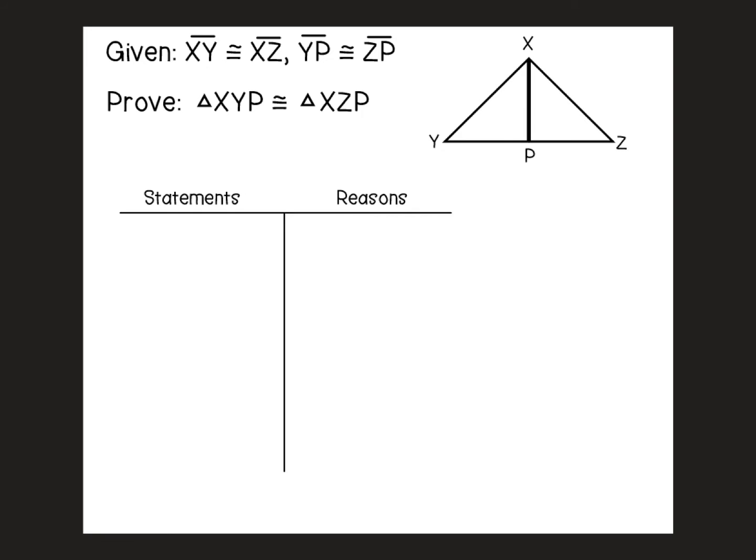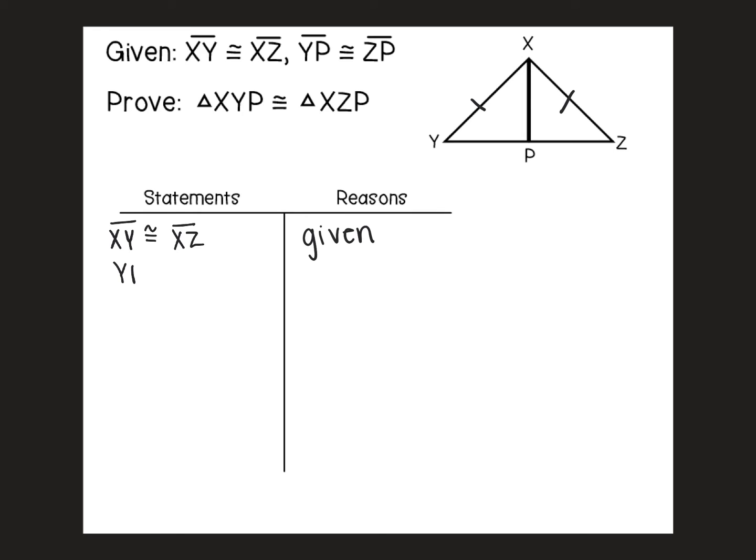On this example, very similar. So start off by writing whatever you're given. So XY is congruent to XZ. The reason is given. You mark your figure. So here's XY, here's XZ. Those sides get 1 mark.